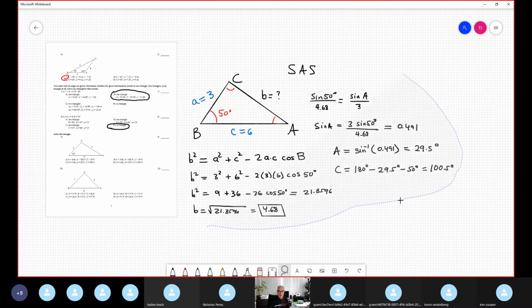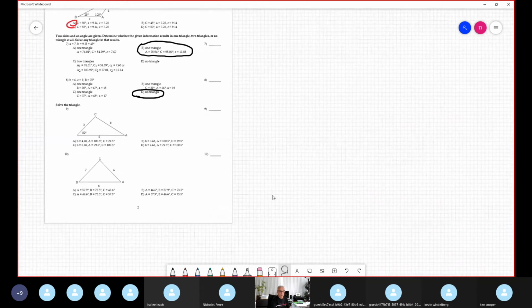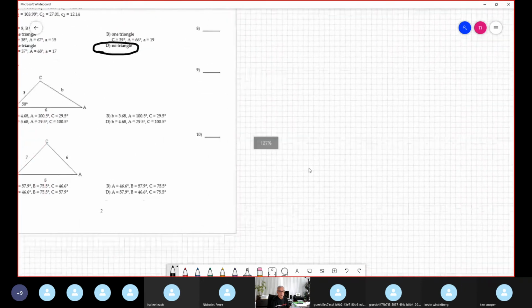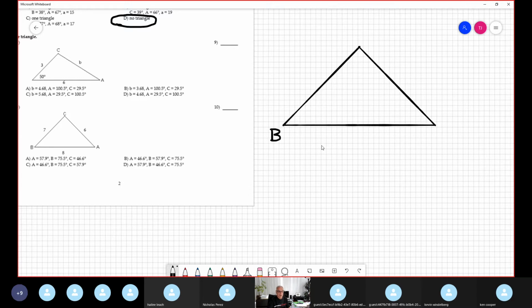It's a typical side-side-side problem. So three sides are given, no angle is given. It's obvious that when you have that situation, you have three sides. The sketch says this is B, this is A, this is C, this is 7, this is 6, and this is 8.